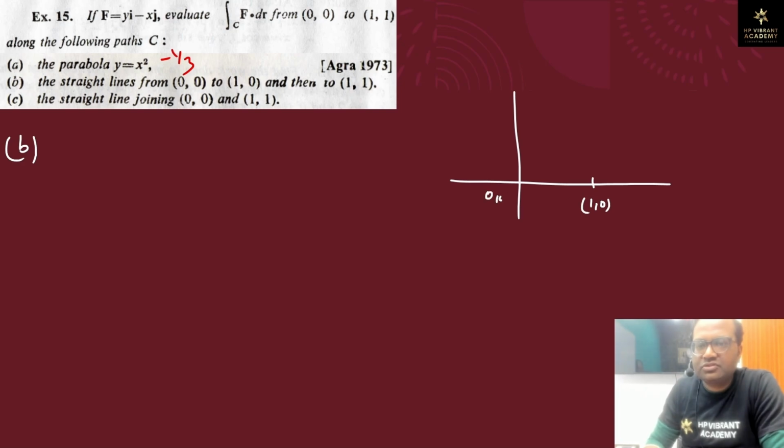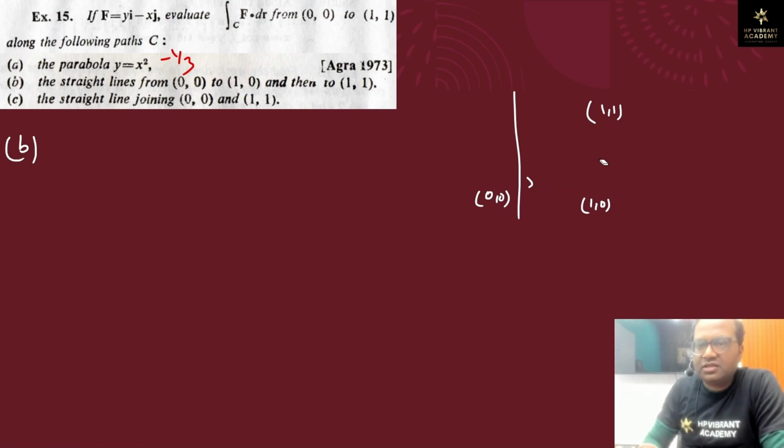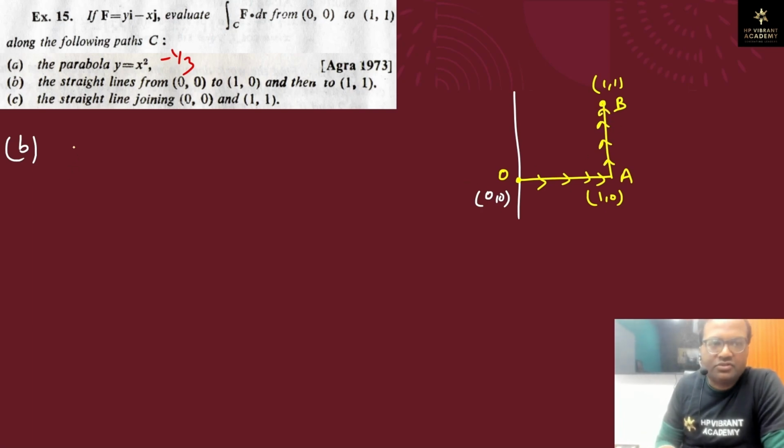So in the second case we have straight line from 0 comma 0 to 1 comma 0, and then to 1 comma 1. So let us name this path. So we have the path like this. This is origin. From here we have to reach up to 1 comma 0 and then to 1 comma 1. This is 1 comma 1. So let us name this. This is O, this is A, and this is B. So this is our path. Okay, so we have C.